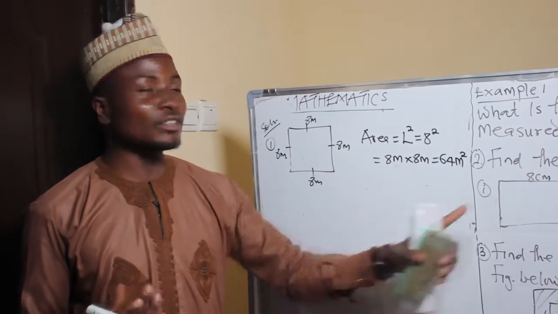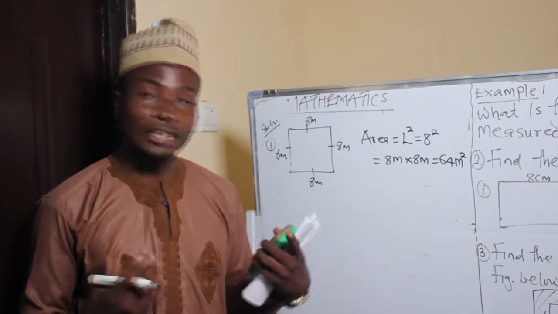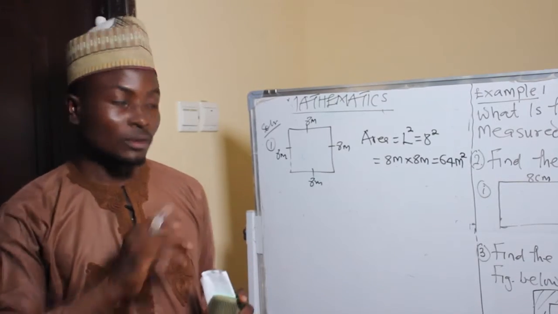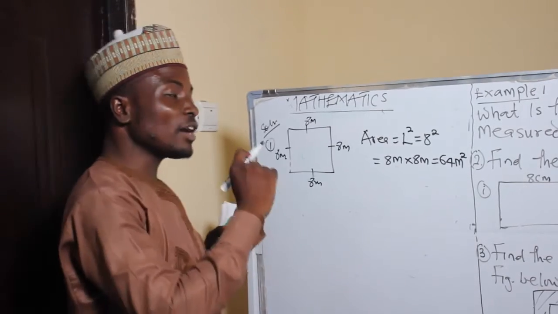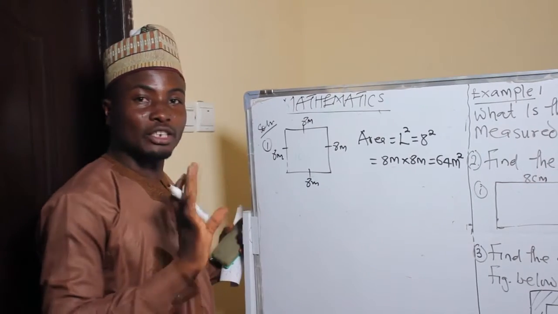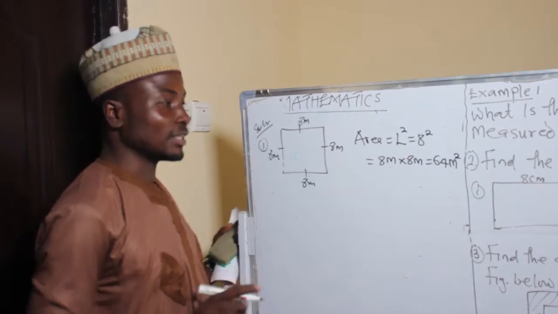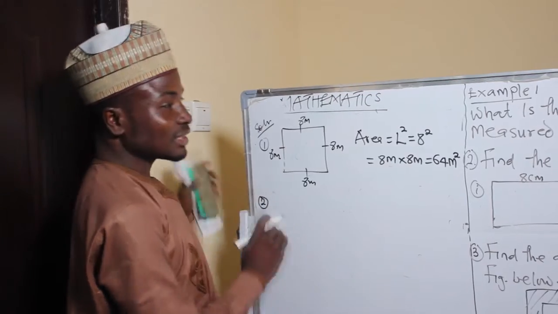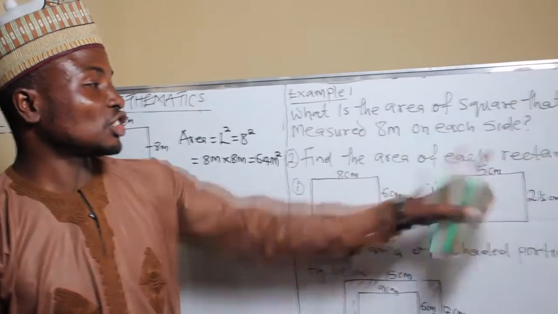If it is centimeter, it's going to be centimeter square. Kilometer, kilometer square, and so on. So whenever you are calculating the area, it's always measured in square units. Take note of that. Number 2, the question said we should find the area of each rectangle.